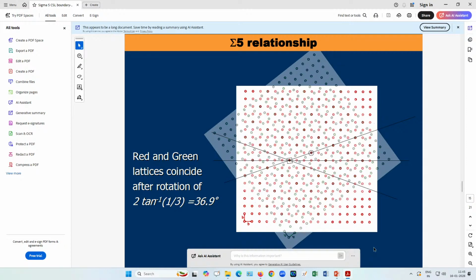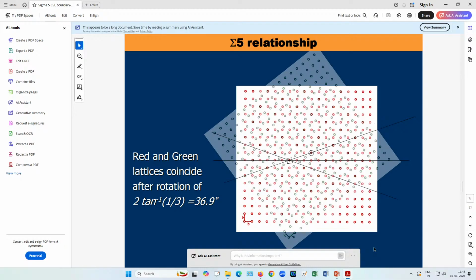Just see the periodicity. For example, consider the red lattice. Start from here. So this one you just consider, right? So there it is a superimposed point, and you go along the red lattice. You see first, second, third, fourth, fifth. The fifth atom is the coincident.